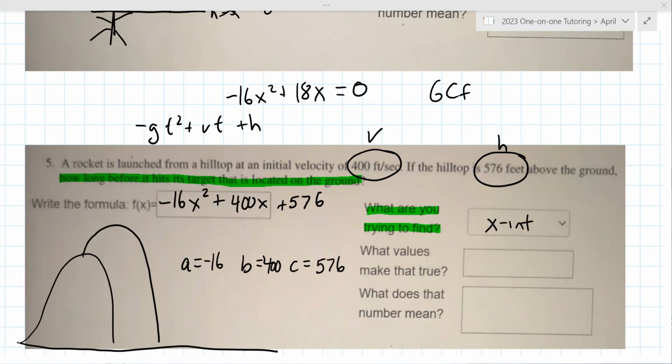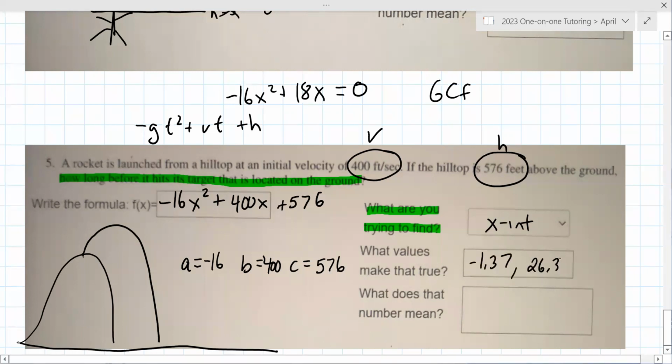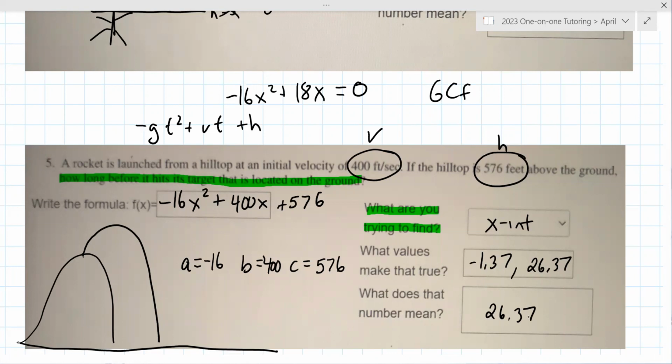We got -1.37 and 26.37. Okay, which is the correct answer? 26.37, because it is positive. Yes. And that is the time that it takes for the rocket to hit the ground.